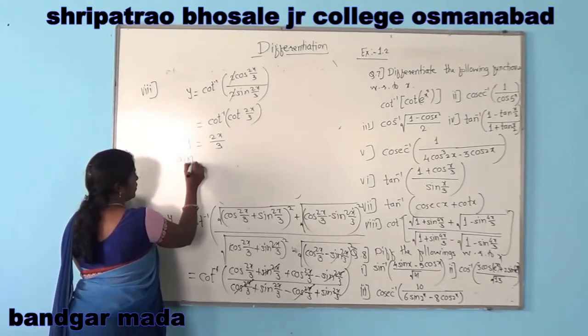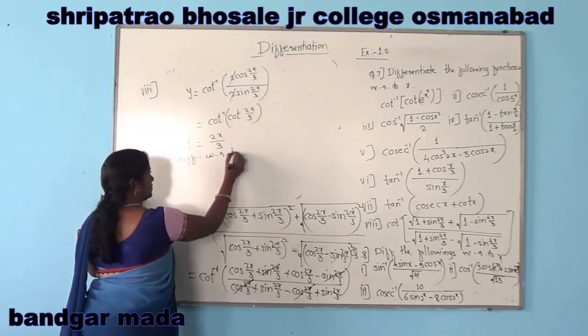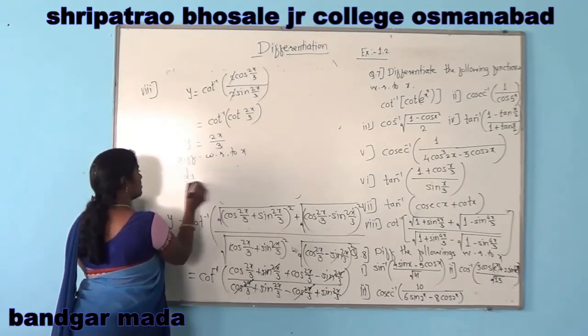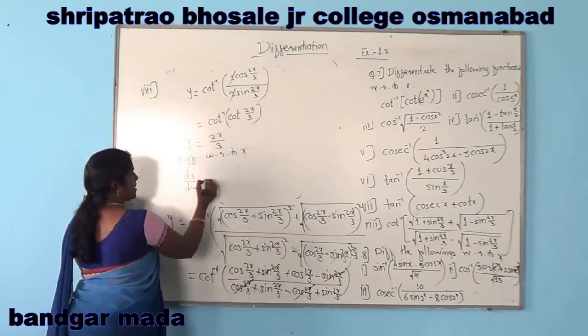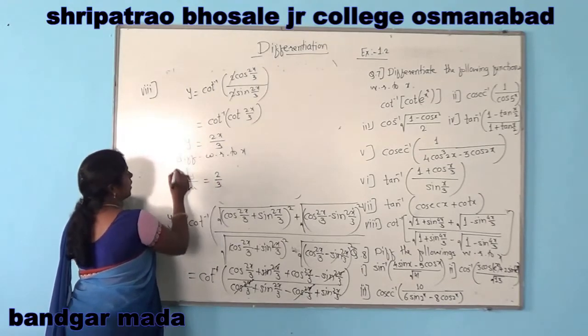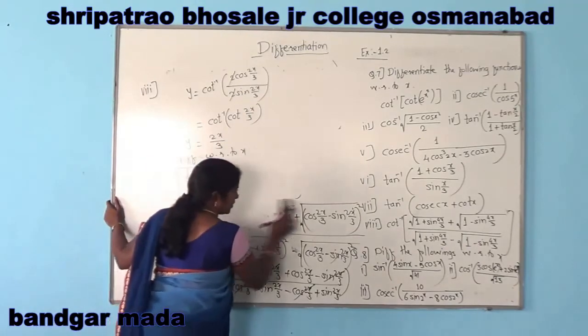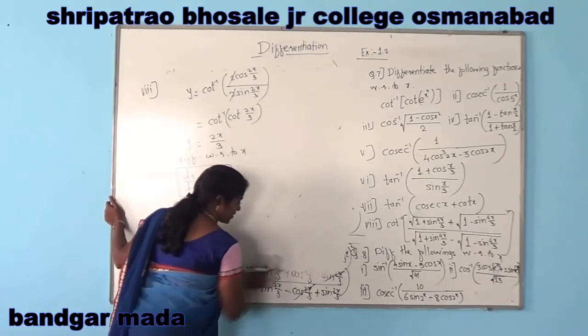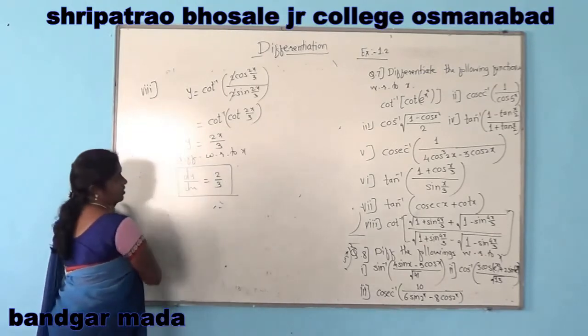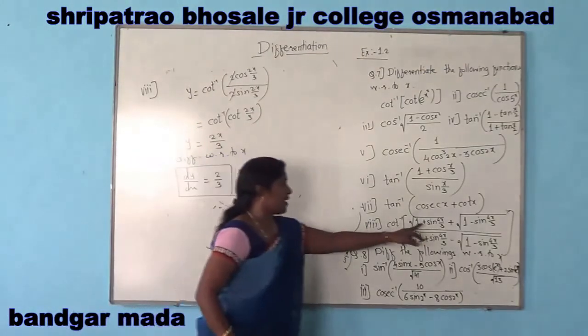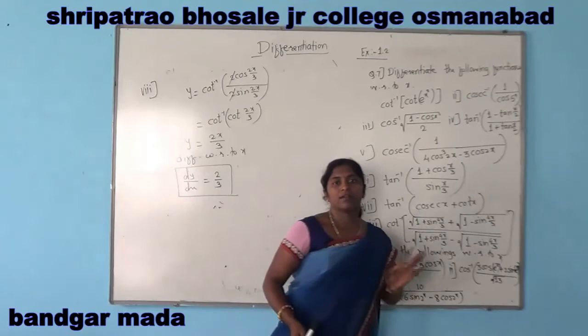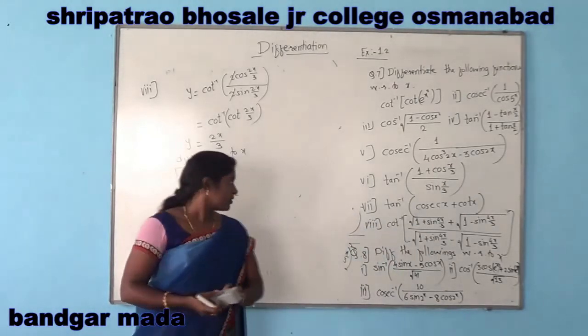So differentiating with respect to x we get dy/dx is equal to 2/3 as it is, the derivative of x is 1. So dy/dx is equal to 2/3, which is our required answer. We have to simplify first of all this bracket and then take the differentiation.